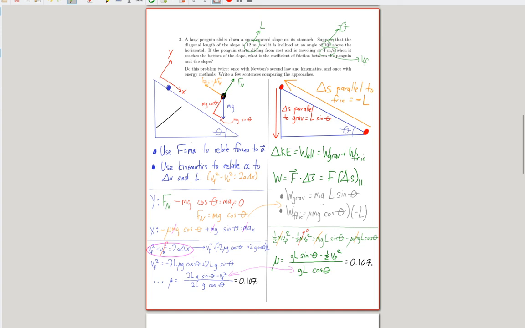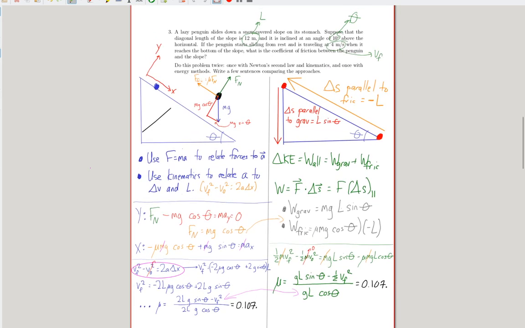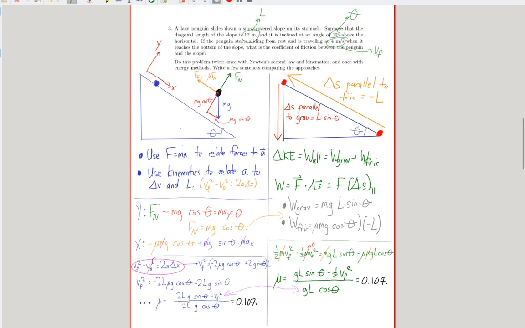But the difference is in the mindset. In the approach on the left, the one with kinematics and Newton's second law, we asked, what is the acceleration of the penguin at one moment in time? And once we found that, we related the acceleration to the forces, and then we related that acceleration also to the change in velocity. So we had this intermediate quantity we were thinking carefully about called acceleration. In the work-energy theorem, I didn't need to do that.